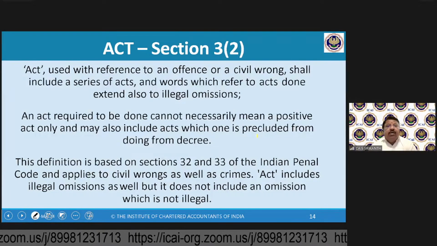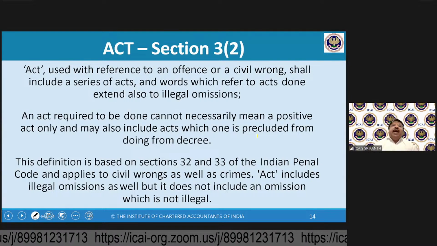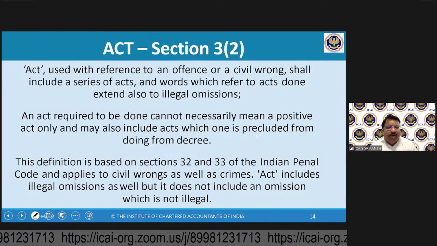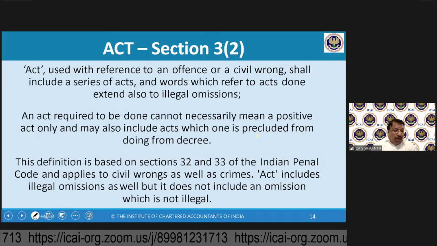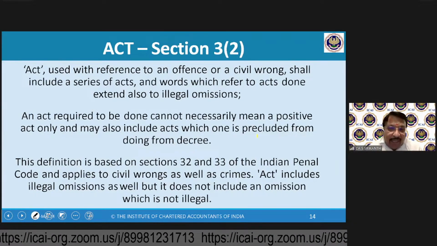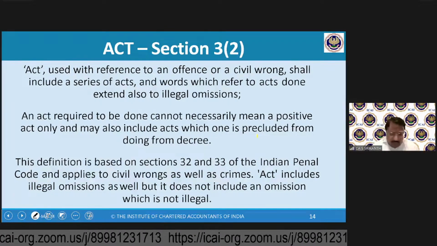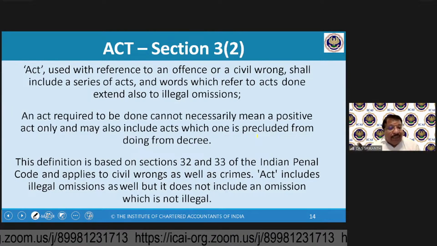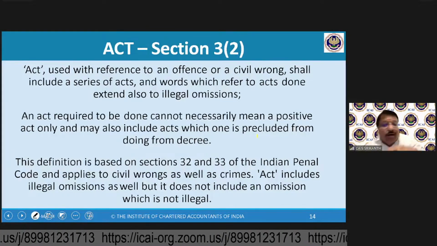Okay. Not honoring a check is an act, punishable. Whenever we say act, we don't only mean something done positively or proactively or consciously, but also any illegal omission. Not filing a particular return on due date, not remitting the tax to the Government of India. These are all illegal omissions and are punishable. And these are acts. So the word act is used with reference to an offense or civil wrong.